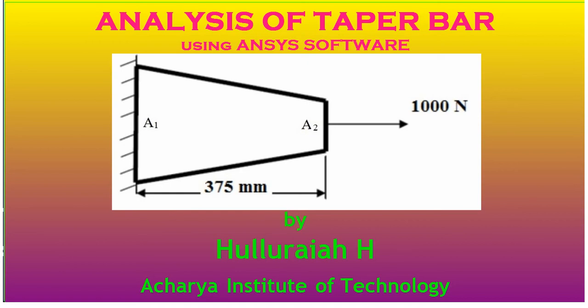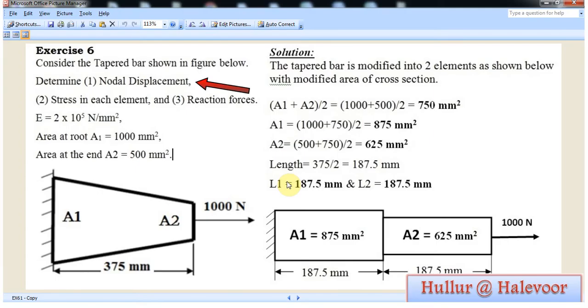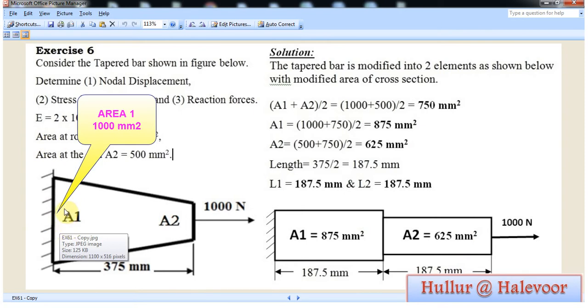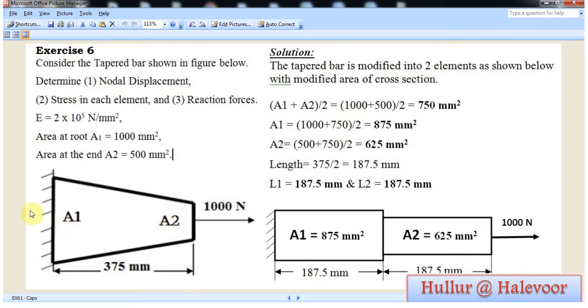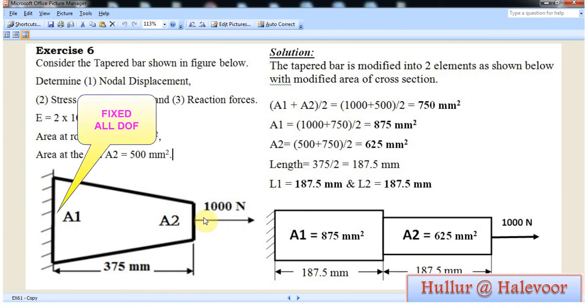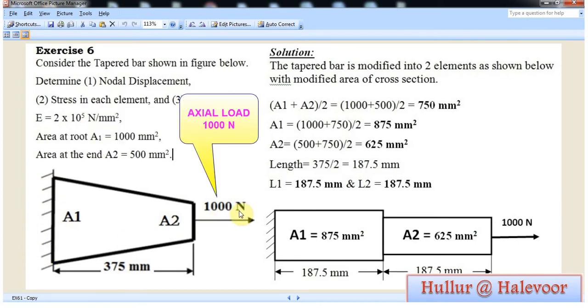Hello friends, today I am going to show you how to analyze the taper bar shown in the figure below, and determine the nodal displacement, stress in each element, and reaction forces. Young's modulus is given as 2 × 10^5 Newton per mm square, the area at the root is A1 = 1000 mm square, and at the end A2 = 500 mm square. It is fixed at one end with an axial load of 1000 newtons applied.